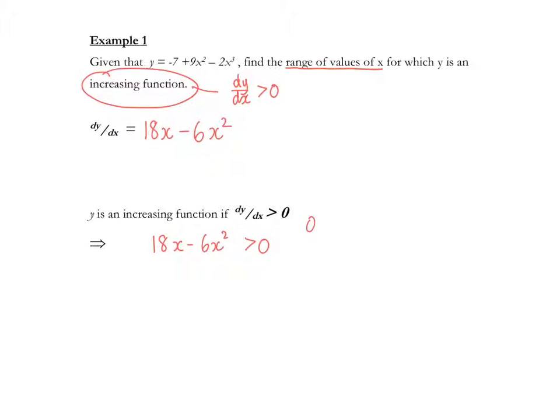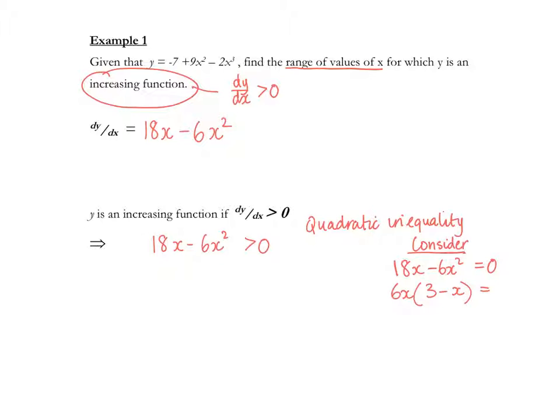And what do we have? A quadratic inequality. We take special measures with this, because we have to get the critical values on the graph, so we consider 18x minus 6x squared equal to 0. If we factorise that, we can take out 6x, and that leaves us with 3 minus x equals 0. So it's going to cut the axis at x equals 0 and at x equals 3.